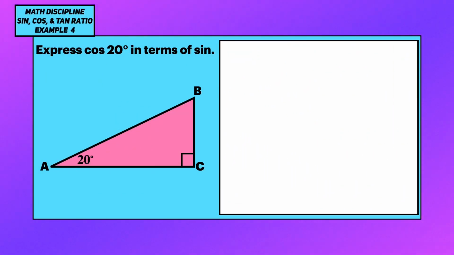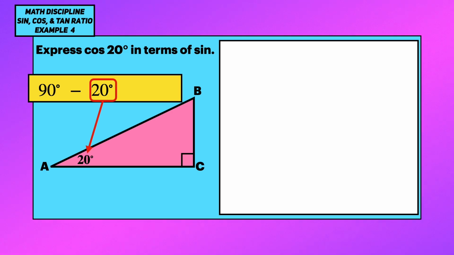Example 4 is just like example 3, but now we're going to solve this problem the fast way. We have to express cosine of 20 degrees in terms of sine. So that means we have to write an expression using sine that is equivalent to the cosine of 20 degrees. We can see angle A is our 20-degree angle. Let's quickly solve for the measure of angle B. Since angles A and B are complementary, we can solve this very quickly and easily by doing 90 minus 20, and that gives us the measure of angle B, which is 70 degrees.